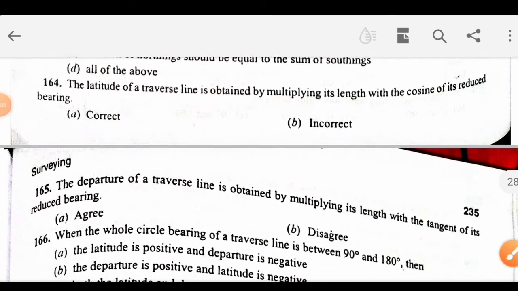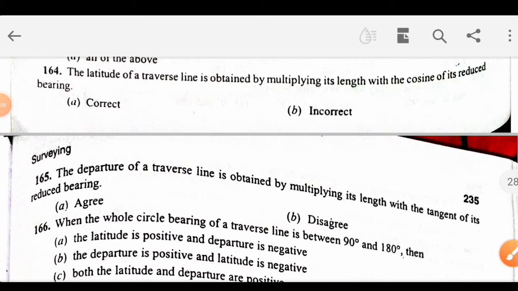Question number 164. The latitude of a traverse line is obtained by multiplying its length with the cosine of its reduced bearing. Correct.